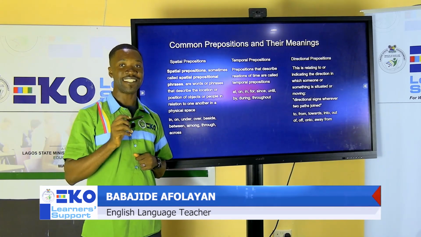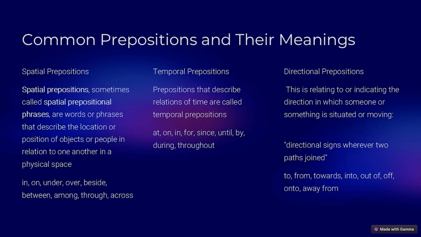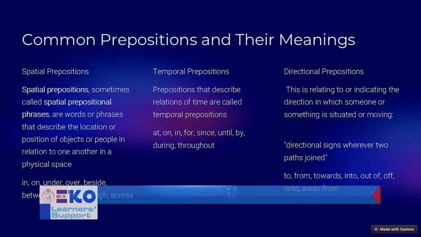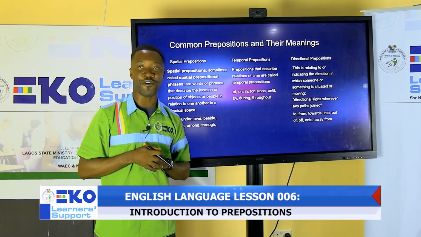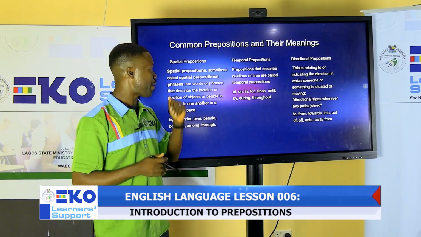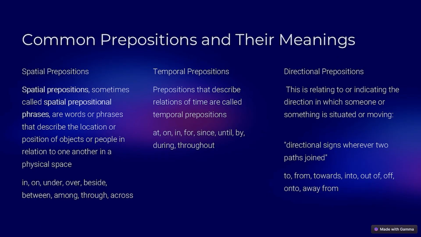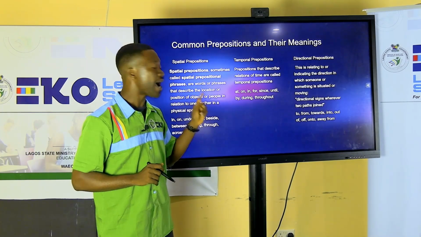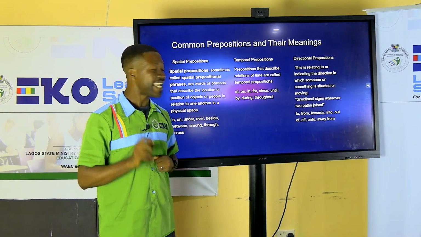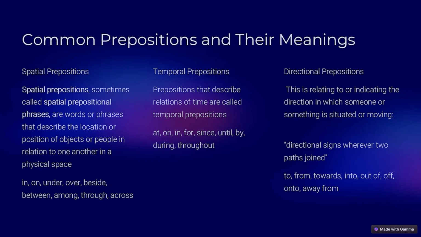On: I sat on a chair. Under: the book is under the table. Beside, between, among, through, and across. We have the temporal prepositions. This type describes the relationship of time. For example, at, on, in, for, since, until, by, during, and throughout.